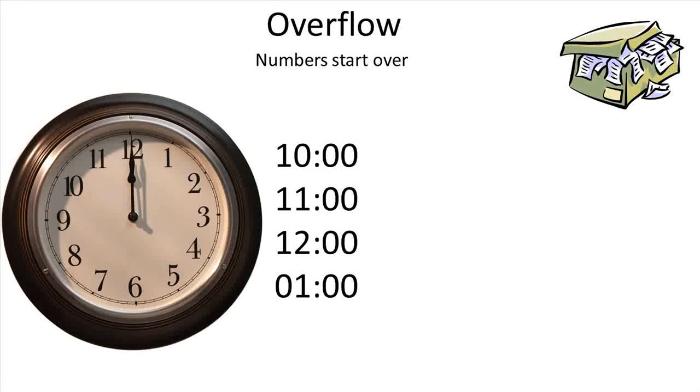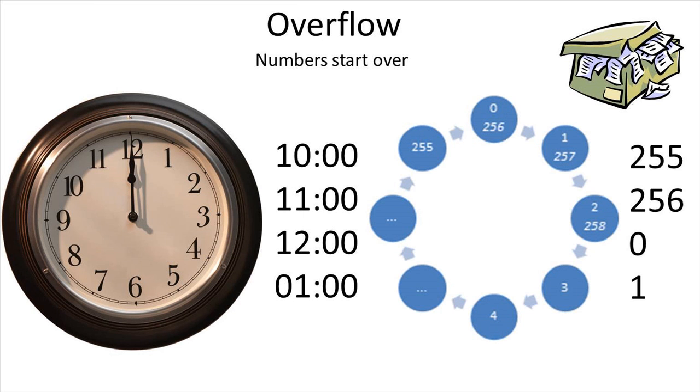Well, imagine you were trying to explain to somebody how clocks work. As time goes on, the numbers get bigger. 10 o'clock becomes 11 o'clock. 11 o'clock becomes 12 o'clock. What's 12 plus 1? Well, it's time to start over. It goes back to 1 o'clock. Think of a byte as a bigger clock. It starts at 0, goes 1, 2, 3, 4, and gets all the way to 255. And if you add 1 to 255, it starts over at 0. That is called overflowing the data type.